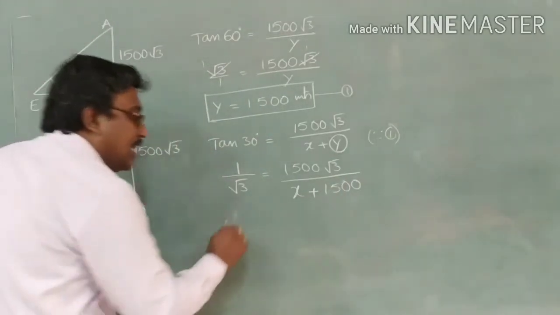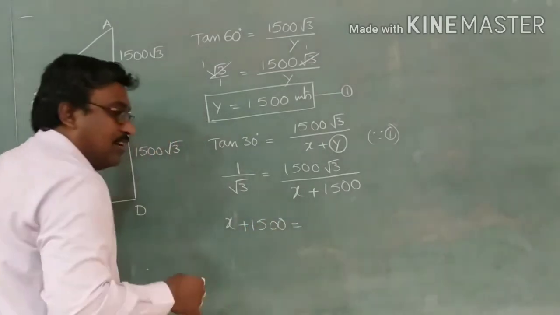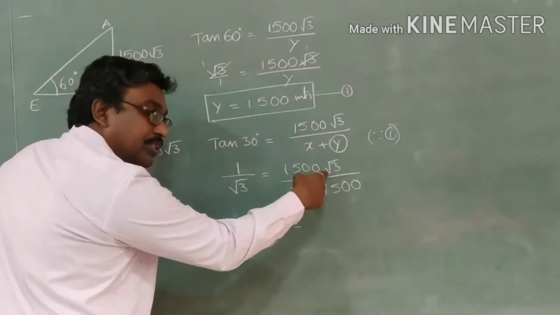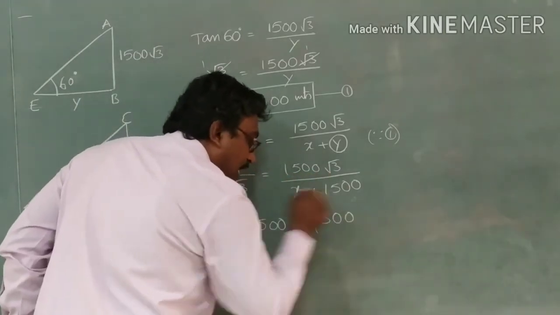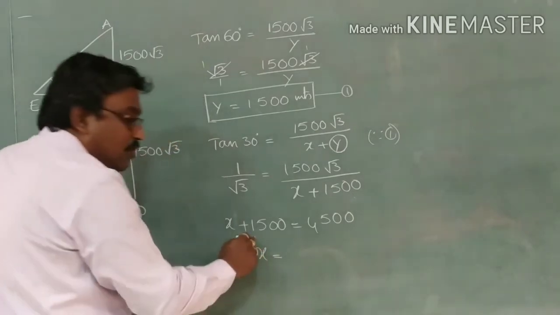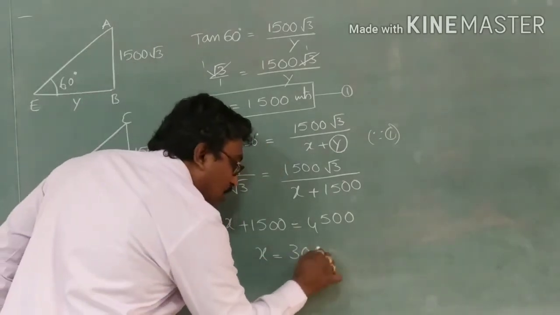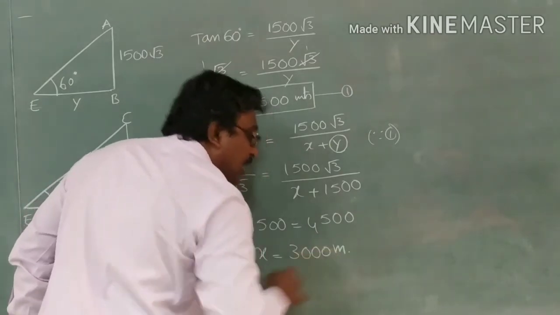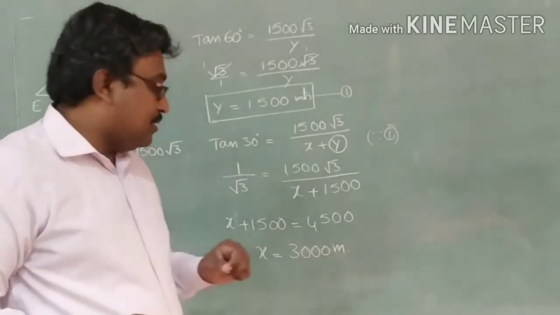Now, cross multiplication: X plus 1500 is equal to root 3 into root 3 into 1500, that is 3 into 1500, 4500. So 1500 goes to the other side as minus, and X is equal to 3000 meters.